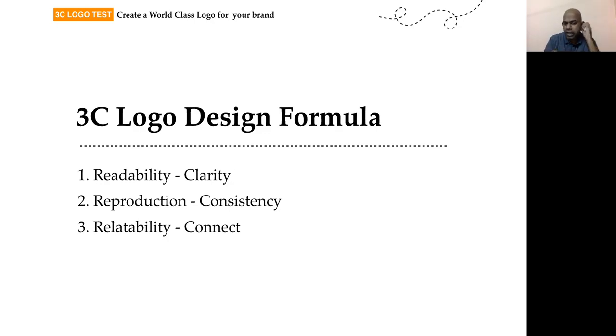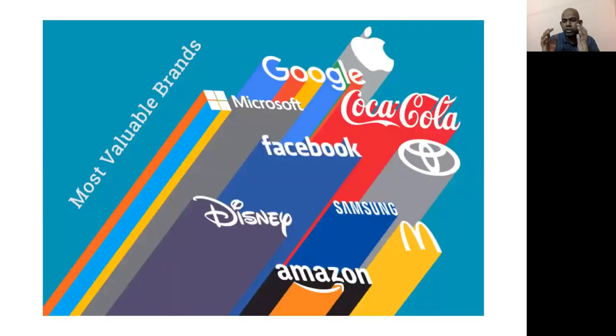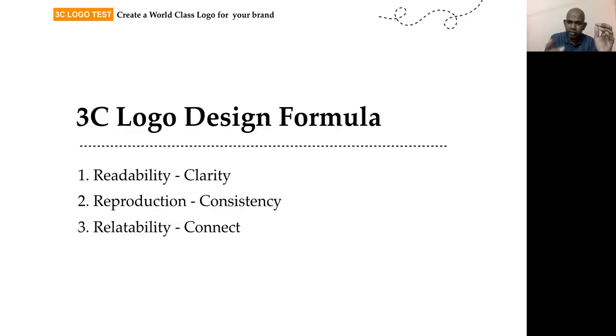Now let us understand that you know this formula. Now what you need to do is put your logo under this 3C formula test that you have just understood, and see whether your logo is lacking on clarity, consistency, or connect. If you are missing on any one of these 3 parameters, I would advise you to go back and check how you can correct it. And I'm going to reveal certain elements in the logo that you can look at very keenly, and wherever required, you can go back and correct it.